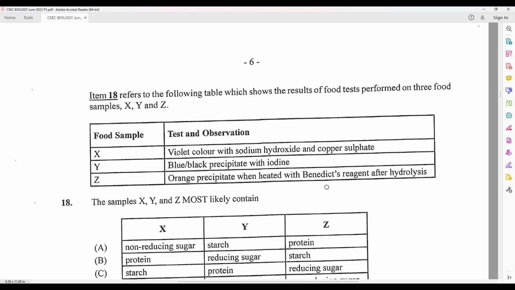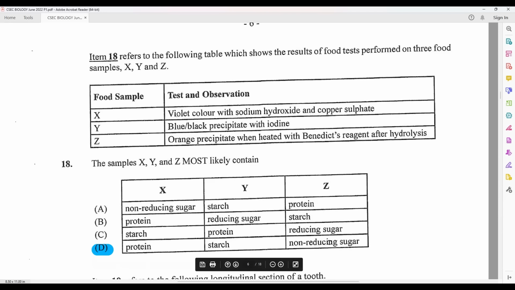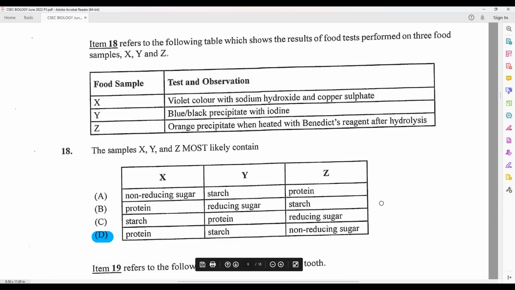Item 18 refers to the following table, which shows the results of food tests performed on 3 food samples, X, Y, and Z. A violet color with sodium hydroxide and copper sulfate means they're testing for protein. Blue-black precipitate with iodine was a starch test. Orange precipitate when heated with Benedict reagent after hydrolysis means they were testing for sugar. So we are going with the one that lines up: protein, starch, non-reducing sugar. That falls perfectly.